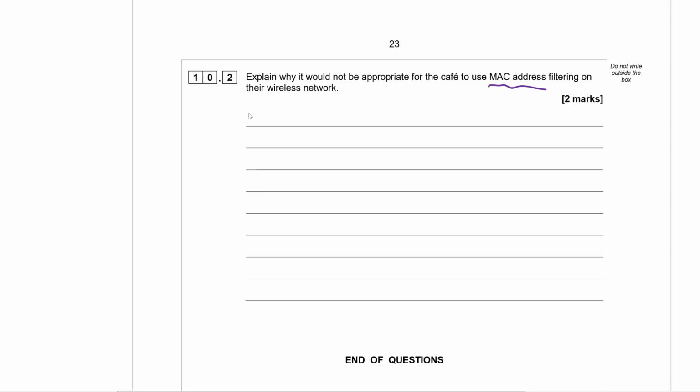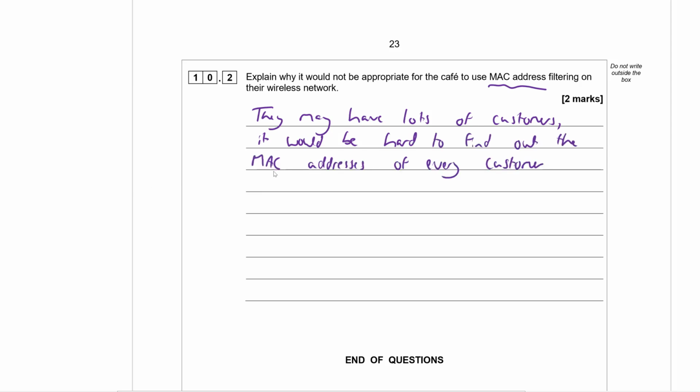So let's say they may have lots of customers. It would be hard to find out the MAC addresses of every customer, and it would be time consuming to add these to the filter. And I think that's probably sufficient for 2 marks. You could mention things like, well, MAC addresses can be forged on occasion. So say a hacker found out one of the customers' MAC addresses, they might be able to forge it and join the network from outside, something like that.